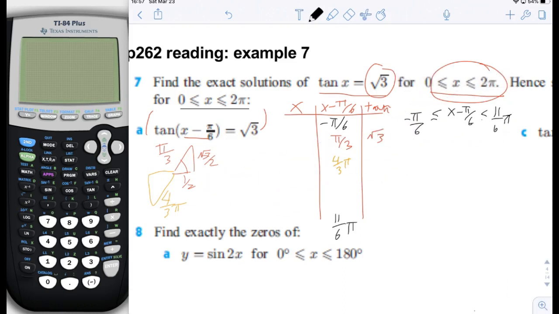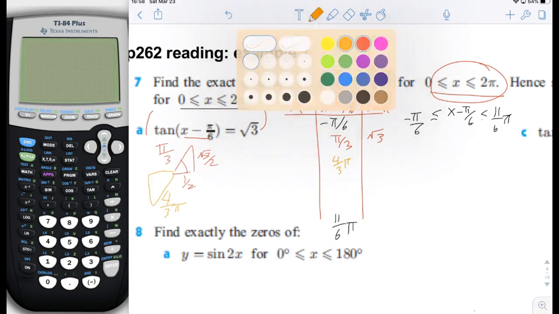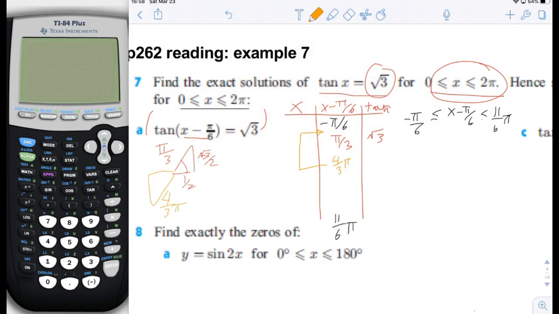Okay, and then let's see if there's any other angles below pi over 3 and 4 pi over 3 that would give us a tangent of square root of 3. The way we do that, remember, is we just start subtracting pi from here. So 4/3 pi minus pi, or minus 2 pi, which would be minus 6/3 pi. So it would be negative 2/3 pi. Is negative 2/3 pi greater than negative pi over 6? No, it's not. So we can't do that, okay? So those are the two smallest values we're going to have.